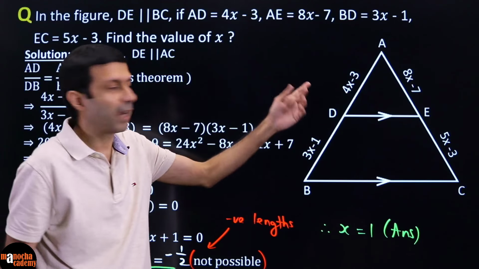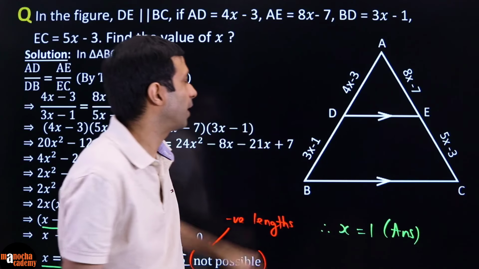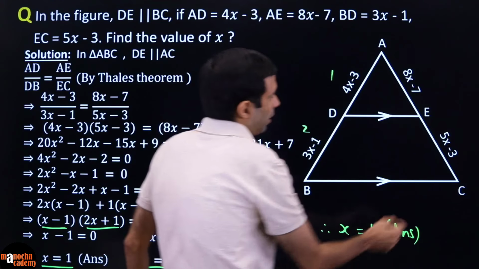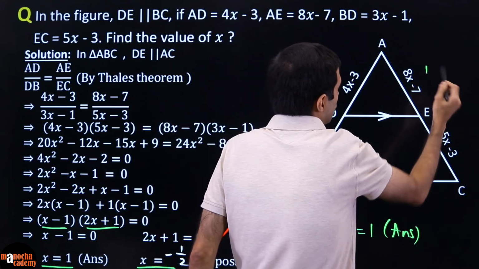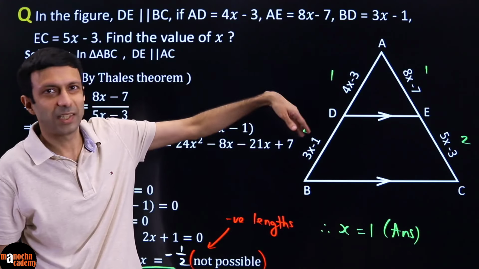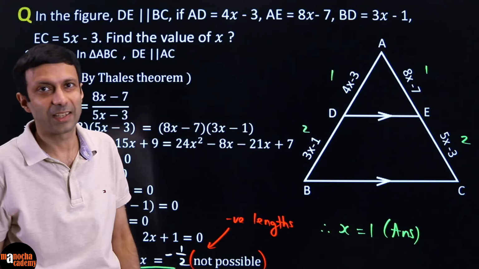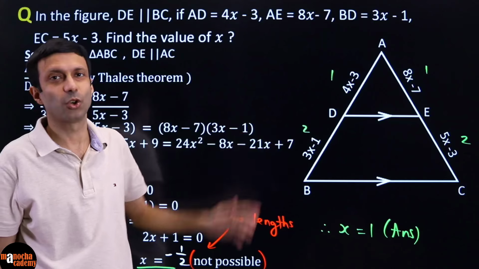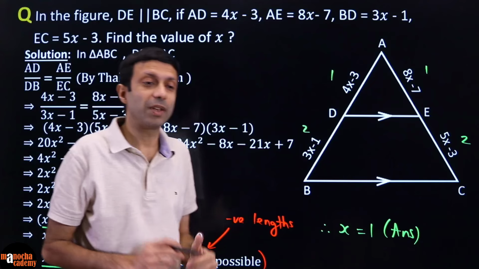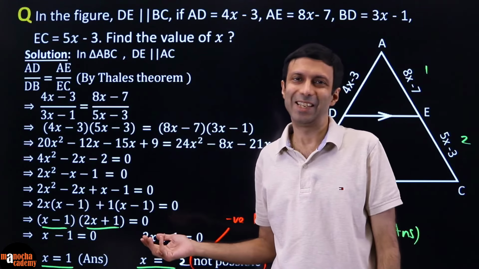You guys can substitute back and check. If x is 1, 4 minus 3, that means this is 1, this is 3 minus 1, this is 2, 8 minus 7, this is going to be 1, 5 minus 3, so 2. There you can see the ratios are the same, 1 is to 2, 1 is to 2. That means we have found the correct answer, and negative is not possible because it's going to give you negative lengths of these sides, AD, DB and so on. So whenever you get a quadratic, you get multiple answers, please check if your answer makes sense.